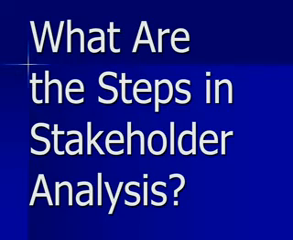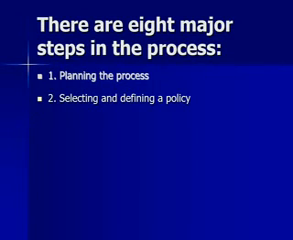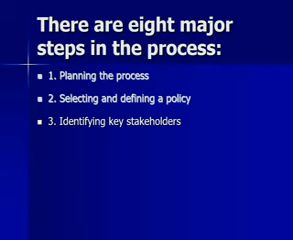Few steps in the stakeholder analysis. There are 8 major steps in the process. First, you have to plan the process. You have to plan the stakeholder analysis: how we are going to do it, when you are going to do it, who is involved. And then you select and define a policy. Then you identify key stakeholders who have an interest in this policy.